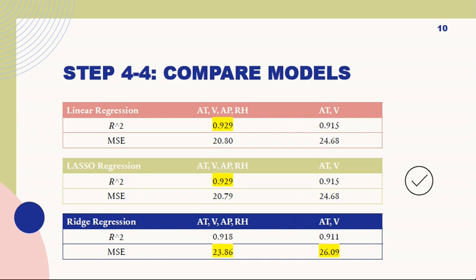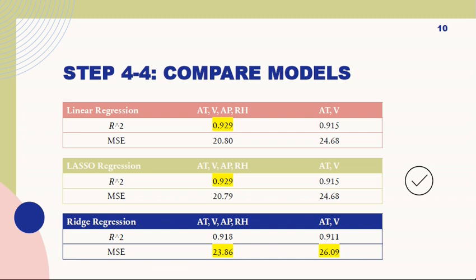If we look at the ridge regression, it has a slightly lower R-squared compared to lasso and linear regression, especially with all the features. While the MSE with all features is closer to lasso and linear regression, the drop in R-squared when using only temperature and exhaust vacuum is larger. That means it might be overfitting slightly more to the training data.